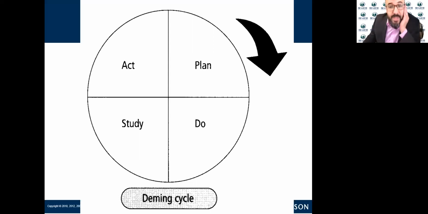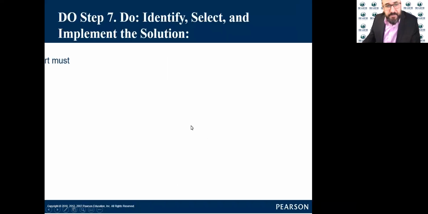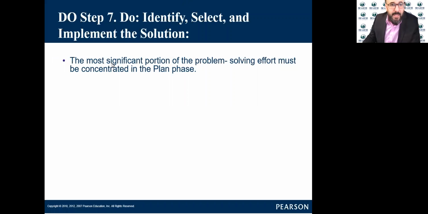So again, we're done with the plan phase. Now we're going to move to the do phase, and then we'll go to the study and act. We're going to just discuss the main phases, the main steps that we should use in each of these phases. So in the do phase, the author of this textbook said this is the seventh step: identify, select, and implement the solution. The most significant portion of the problem solving effort must be concentrated in the plan phase. So we should focus on the plan. We should give a lot of attention to the plan.